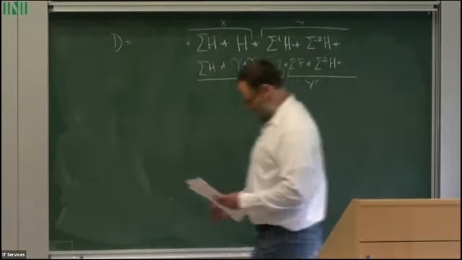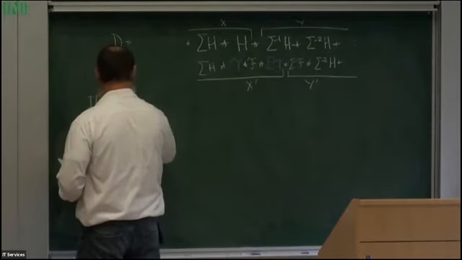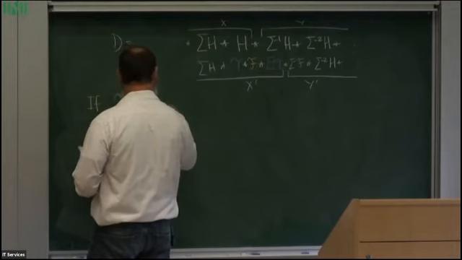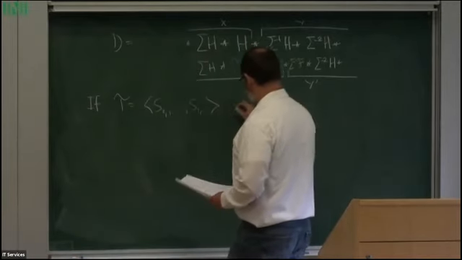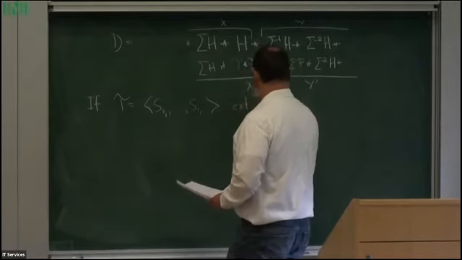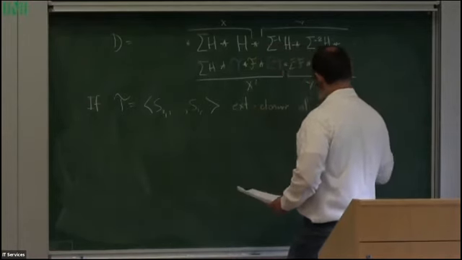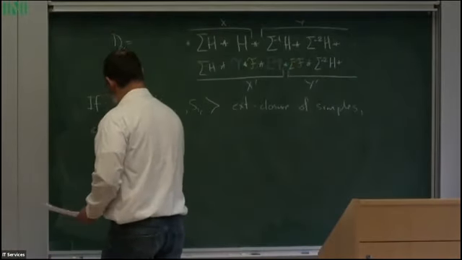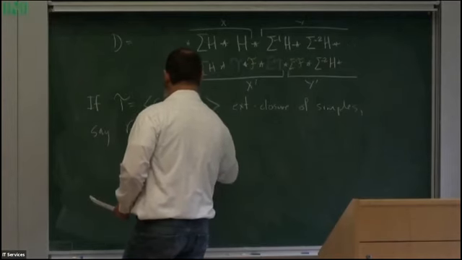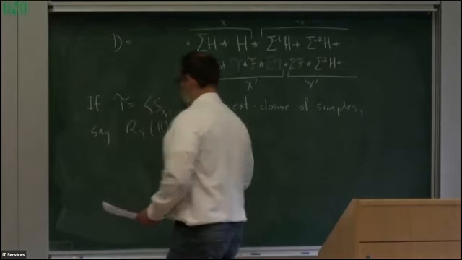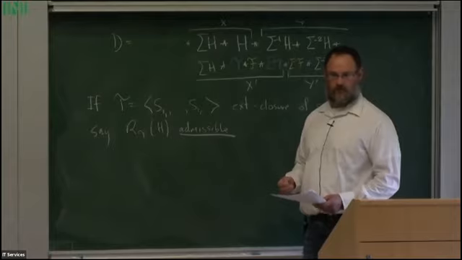So a little bit of notation. If T is the extension closure of some set of simples, we say RTH is admissible. That's admissible right tilt. If the torsion class has a special form, it's an extension closure of simples.